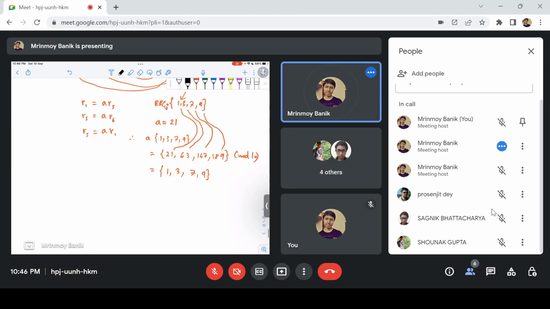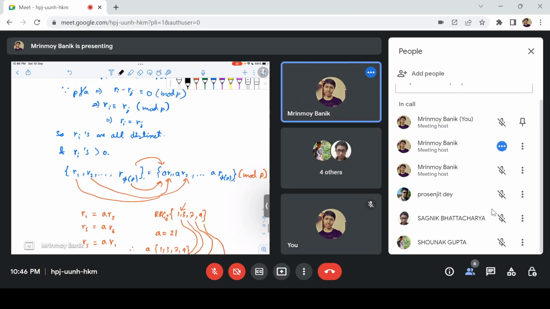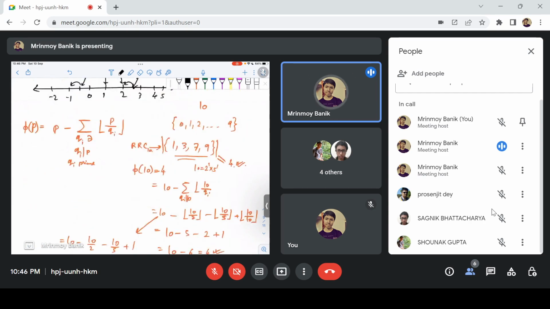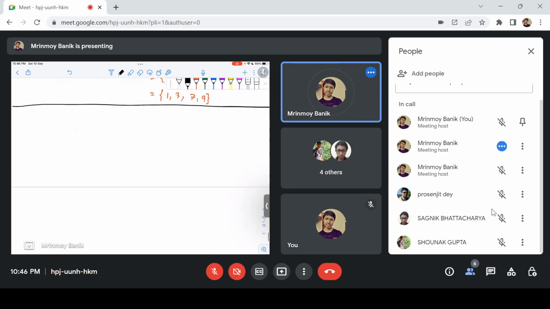Okay, so that was all about Euler's theorem. Let's solve some exercises.